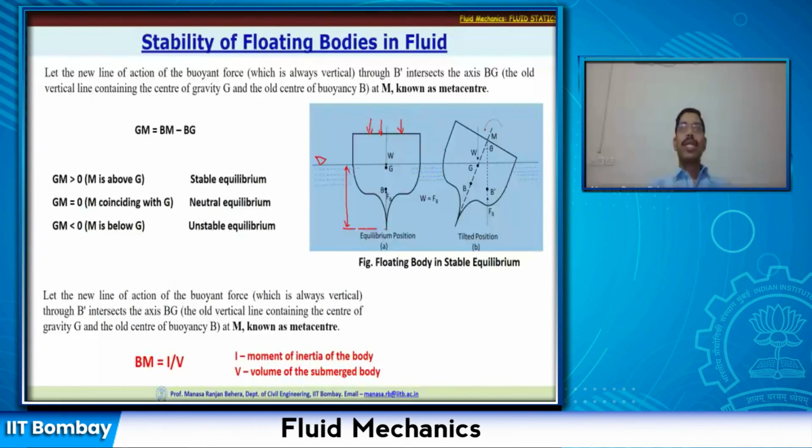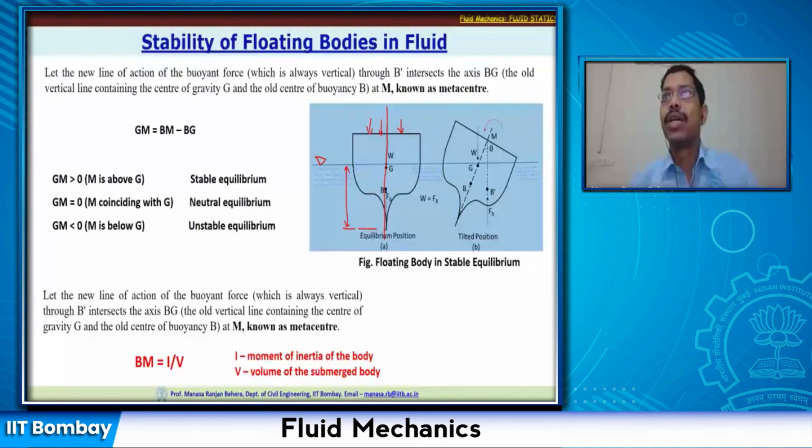So now let us analyze. Let the line of action of the buoyancy force, which is always vertical, act through B dash, and intersect the axis BG, that is initially. I'll just draw this a little bit clearer here. The line has to pass through this B. So the line BG is the vertical line.